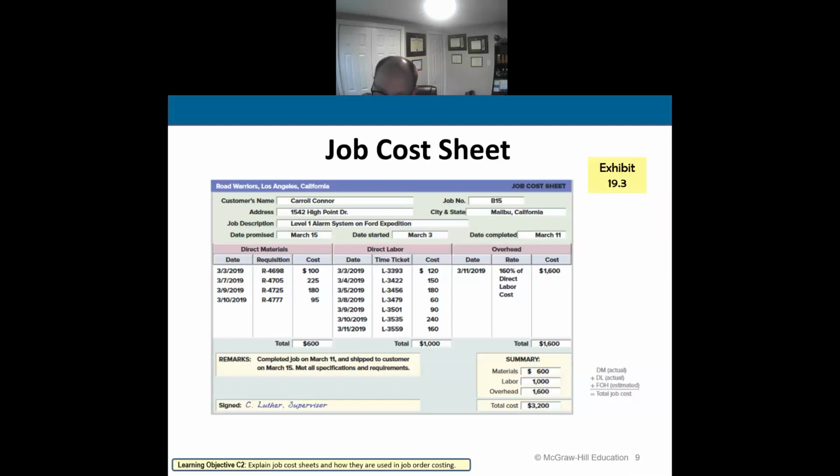I would add all that up. Whether it's multiple employees or multiple days or both, add up all the direct labor hours to get total direct labor hours. And then I apply, at the end of the job, factory overhead.